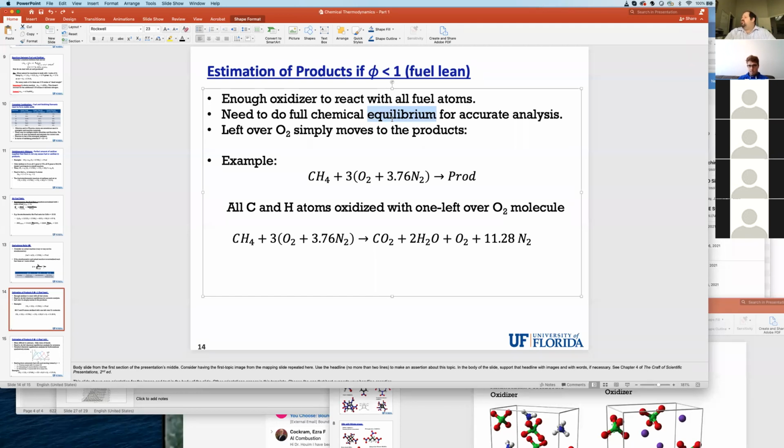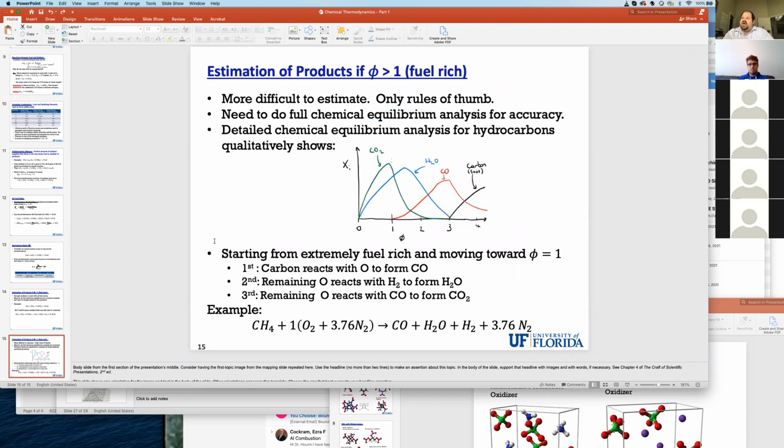We'll go over this later, but to truly estimate what the products are, you need to do what's called a chemical equilibrium analysis, usually using some sort of software package. Now, if the mixture is fuel lean, it's pretty straightforward. Any excess oxygen just moves over to the product side. If you're fuel rich, that's way more difficult. There are only really rules of thumb. In this case, if you need accurate answers, I would really recommend doing a full chemical equilibrium analysis. Again, we will cover that later.